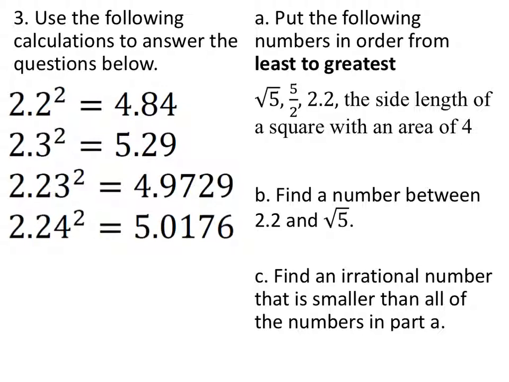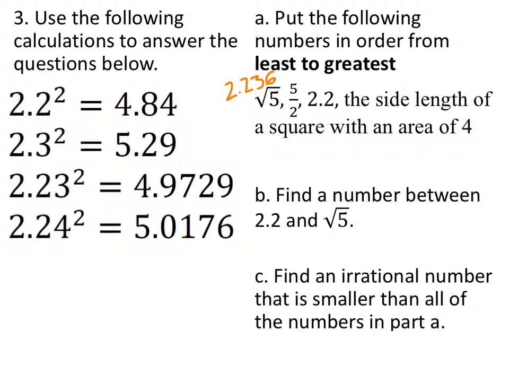So part A, put the following numbers in order from least to greatest: the square root of 5, 5 halves, 2.2, the side length of a square with an area of 4. And then B, find a number between 2.2 and the square root of 5. And then C, find an irrational number that is even smaller than all the numbers in part A. Take 1 minute to do that with your neighbor. Go.